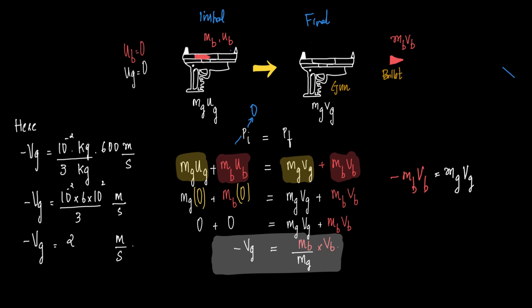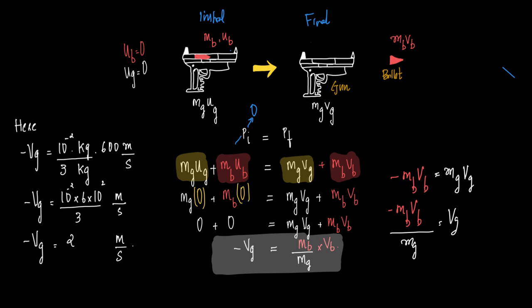Therefore, we can say that mg vg is minus mb vb, the whole divided by mg is equal to vg. I just wrote it in a more organized manner here. So we have minus Vg is equal to mb by mg into Vb.